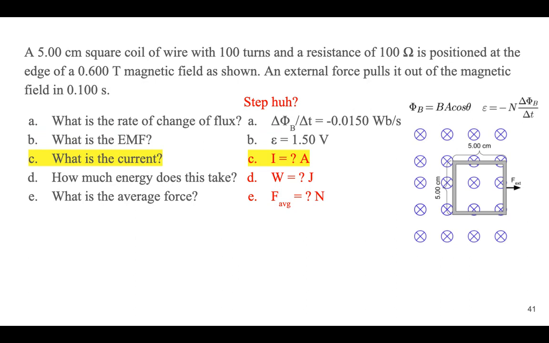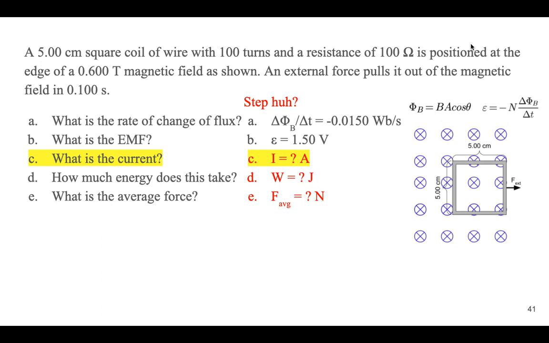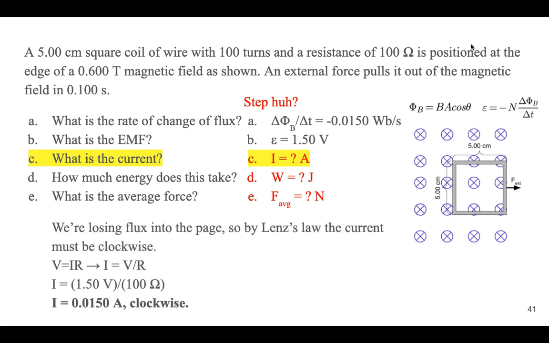So what is the current? Do we have a way of figuring out what the current's going to be based on the things that we know? Well, we know the EMF, which is just the voltage. Look back at the question up here. Don't forget about this. We do know the resistance. So if you know voltage and resistance, can you figure out the current? Of course you can. This is just Ohm's law.